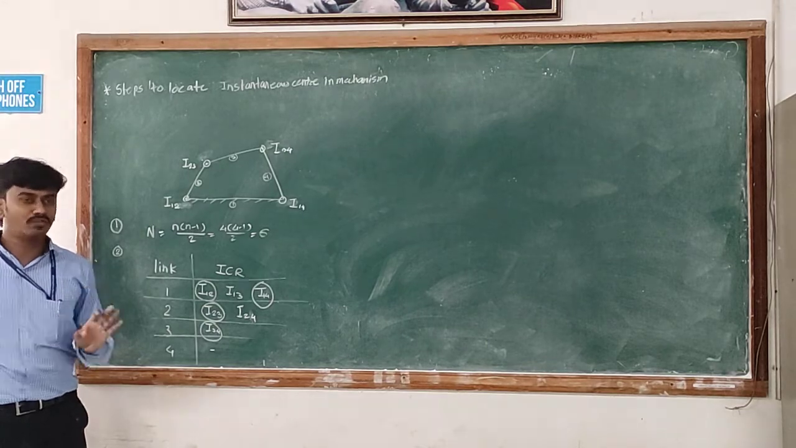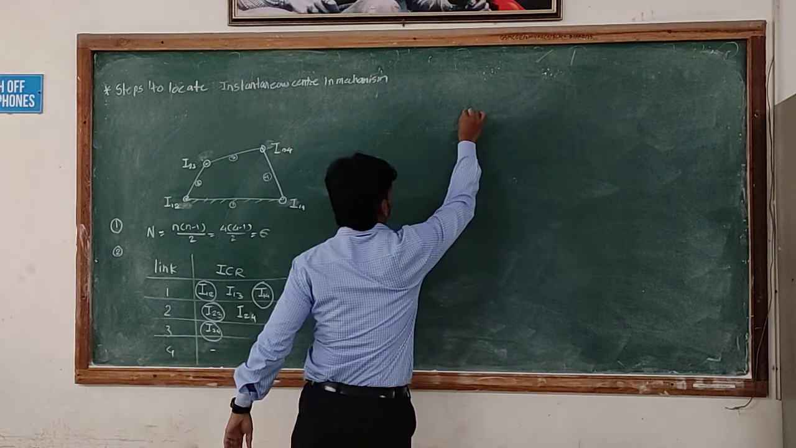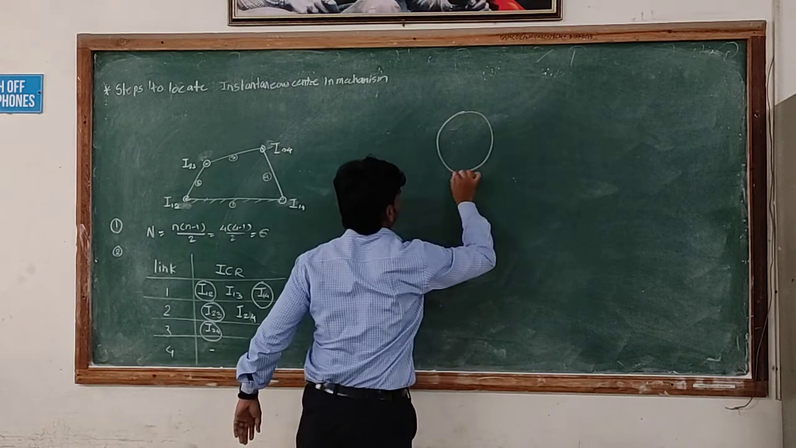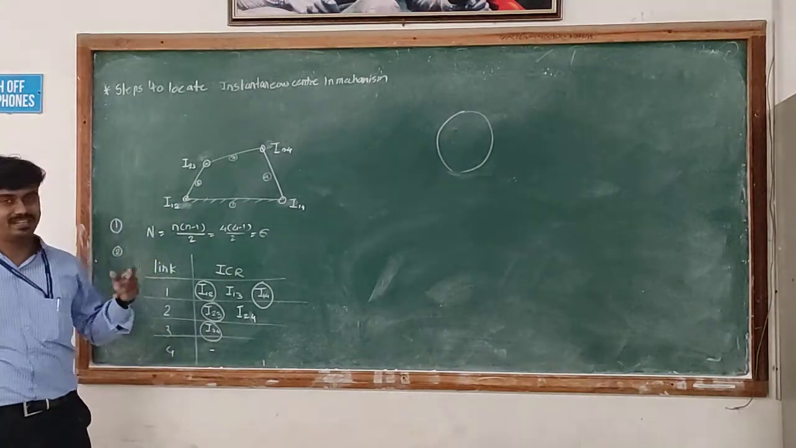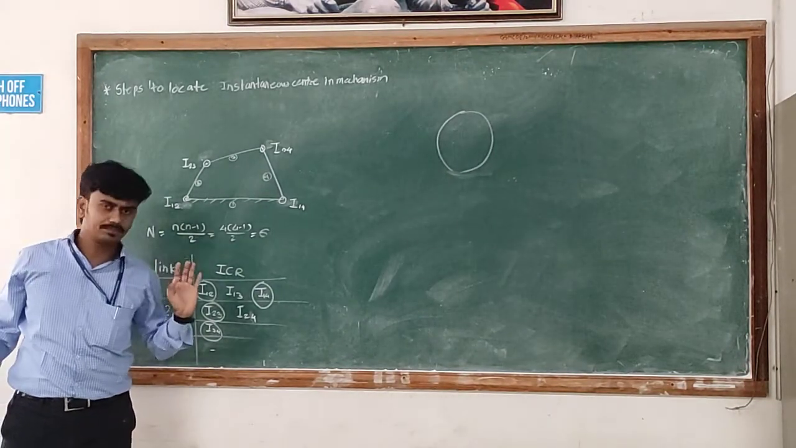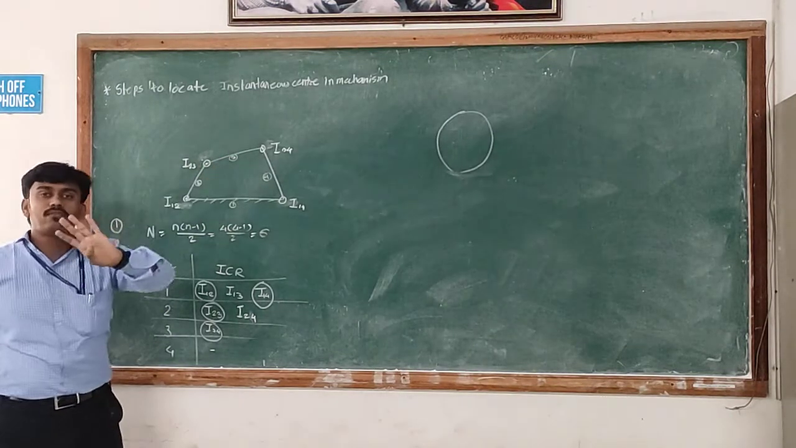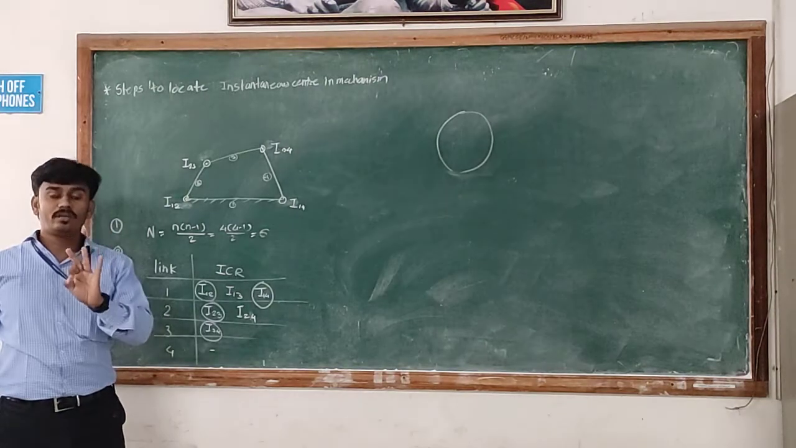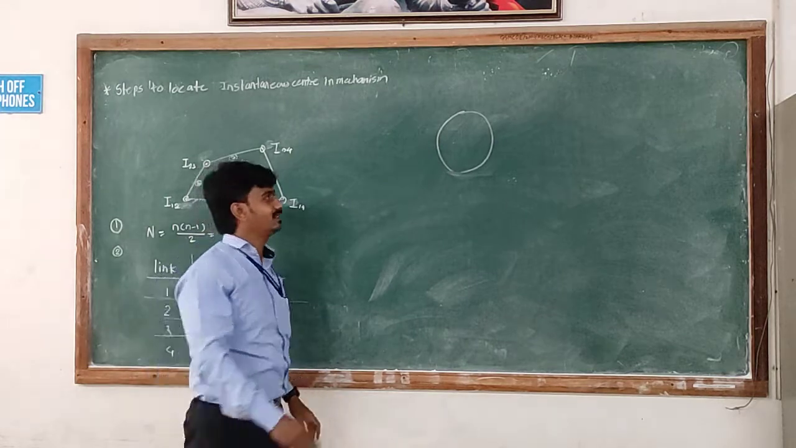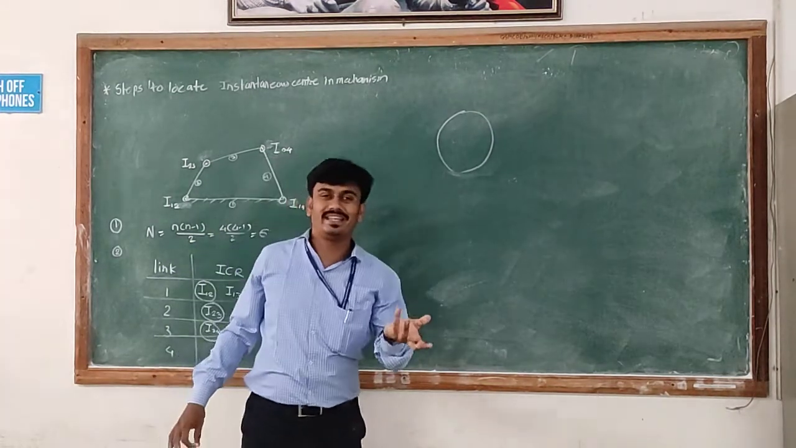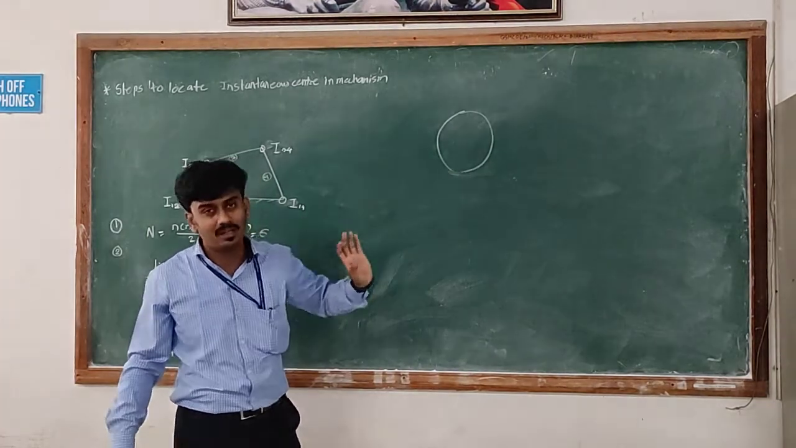For this purpose, first of all, we have to draw a circle of random radius. Take its radius as per your convenience. Now, in this mechanism there are 4 links, so mark 4 points on this circle at equal distance. Don't use any measuring instrument. Mark them randomly, but they should be at equal distance.